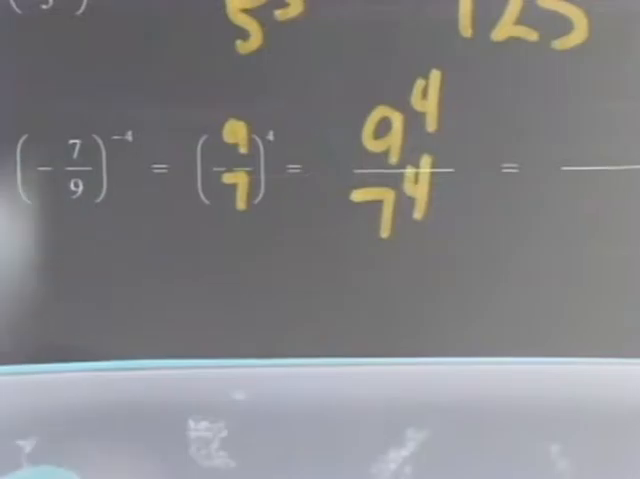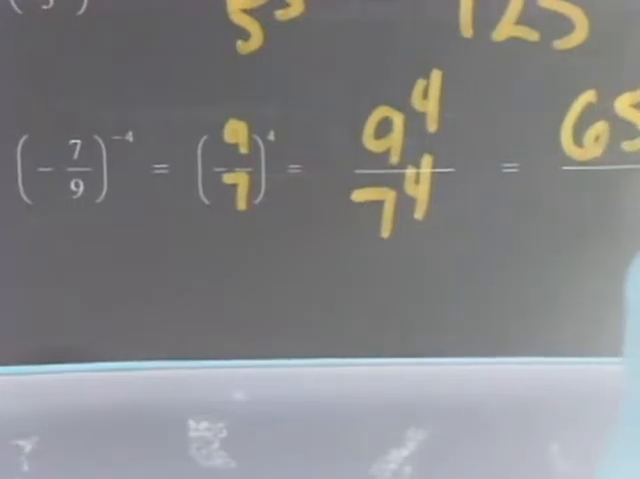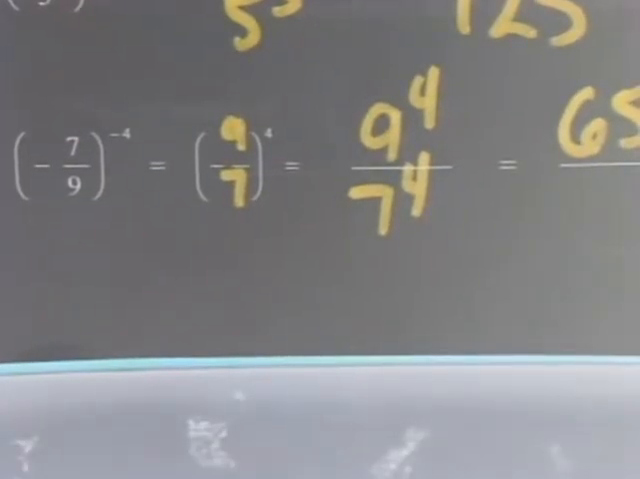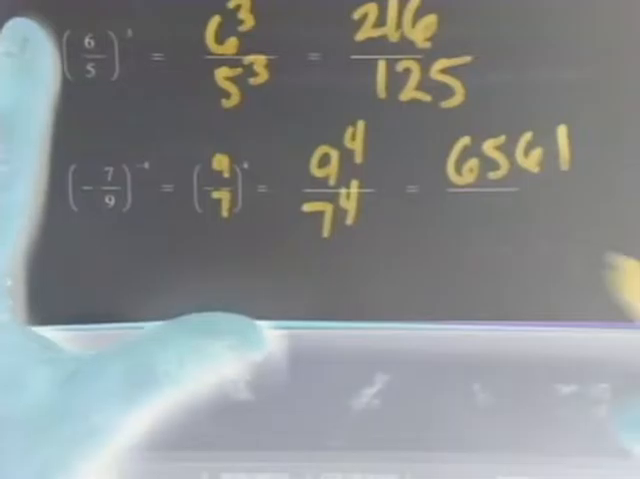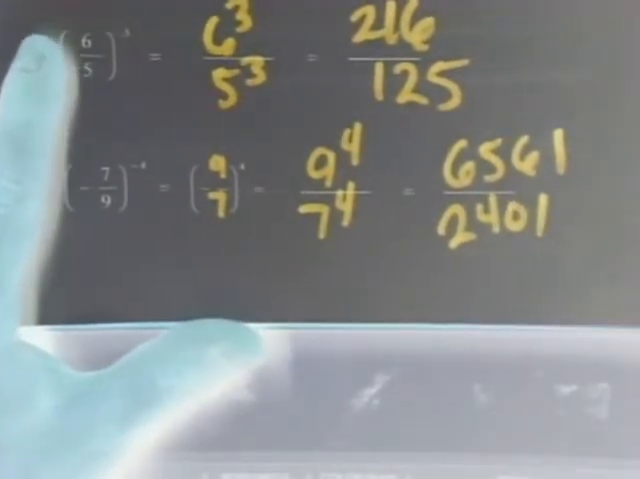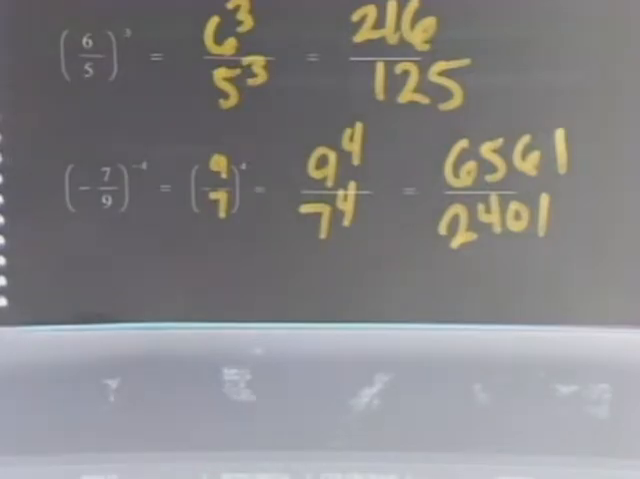I think we did 9 to the 4th on the front page, right? The big number? 6,561. And then 7 times 7 times 7 times 7 is pretty big too. 2,401. Yeah, 2,401. Now one that we didn't do, I just want to throw one up here.